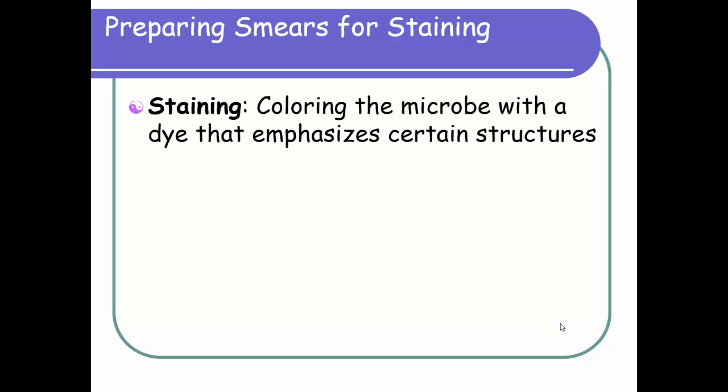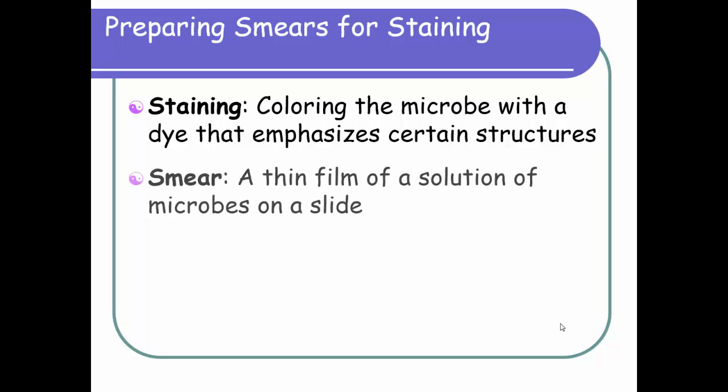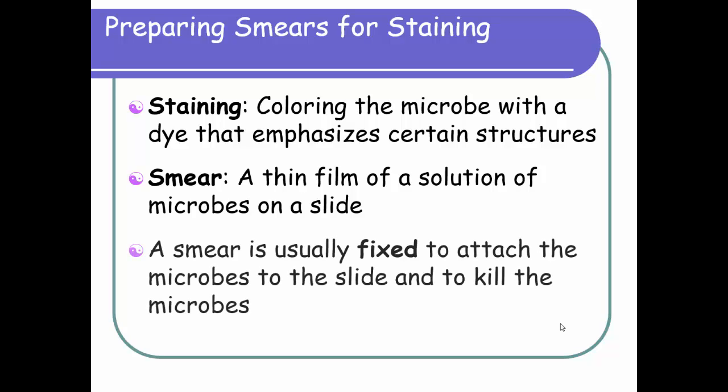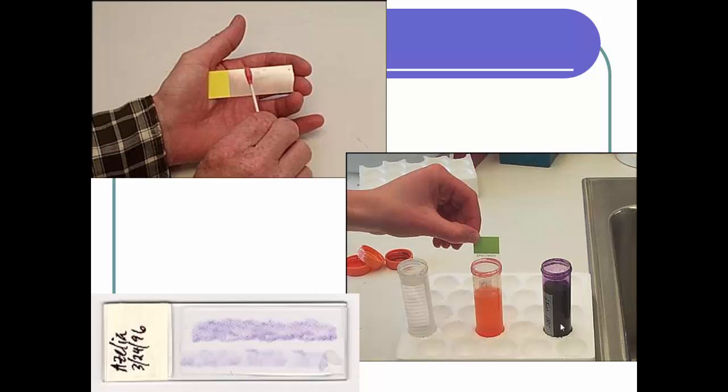Staining helps color the microbes with a dye that emphasizes certain structures. A smear is a thin film of a solution of microbes on a slide or a thin section of whatever we're looking at, and a smear is usually fixed to attach the microbes to the slide and kill the microbes at the same time, keeping them as they were in the living preparation.